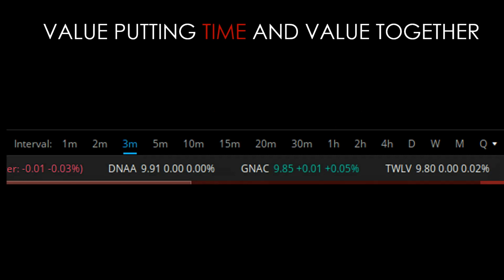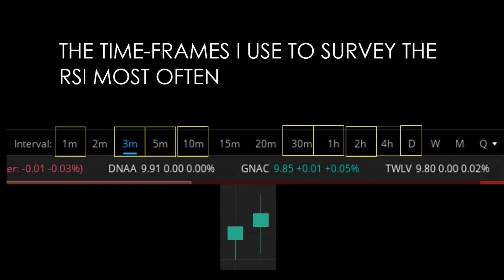Now, we're going to speed this up a little bit. It's getting into a long video, but now we're going to be putting time and value together. So what we see here are the time frames I use to survey the RSI most often, and again, this is going to vary from person to person. Some people like the 2 minute, some people like the 15, the 20, the 45. These are the ones I like to use to survey the market from a micro and a macro perspective. But sometimes I will use the weekly or monthly, depending on the situation. It's very situational. But these, on average, are the ones that I use when I'm trading intraday.